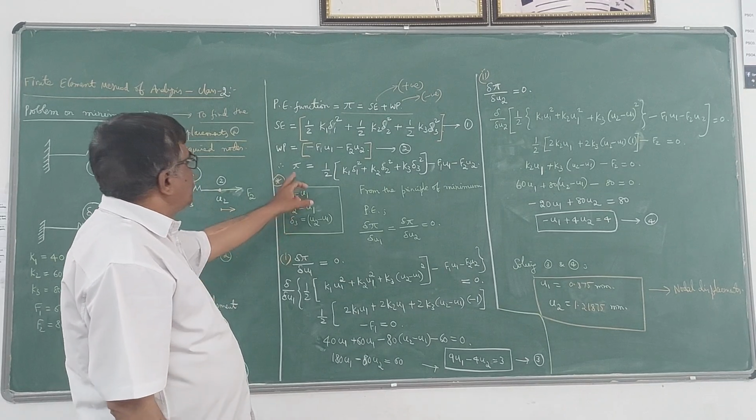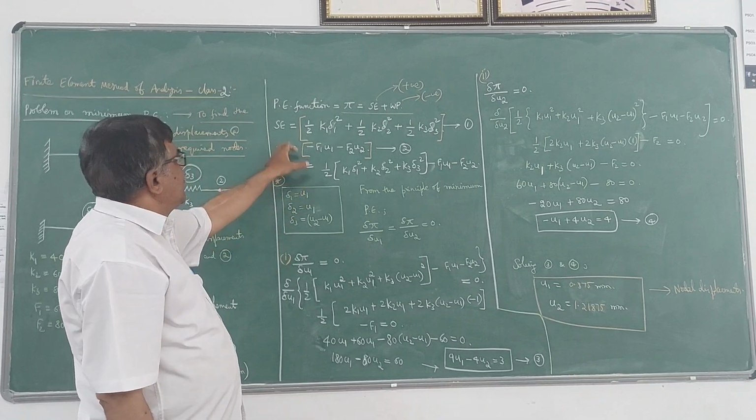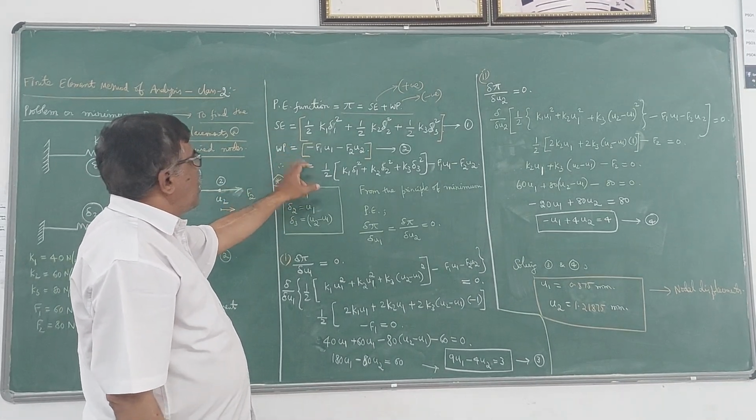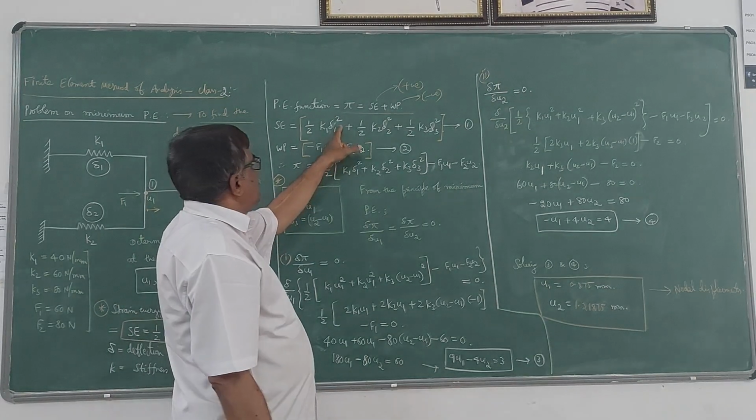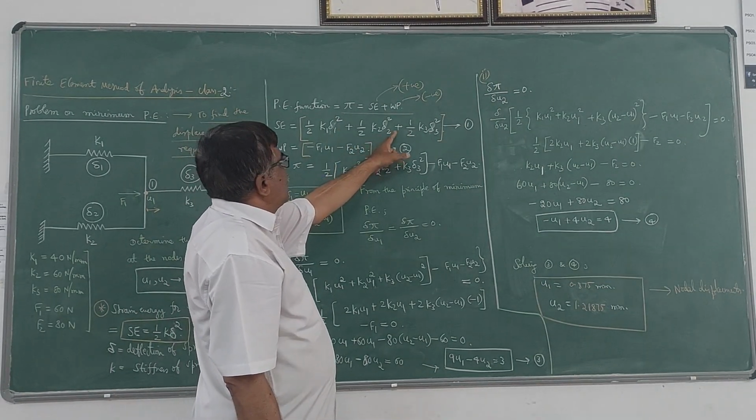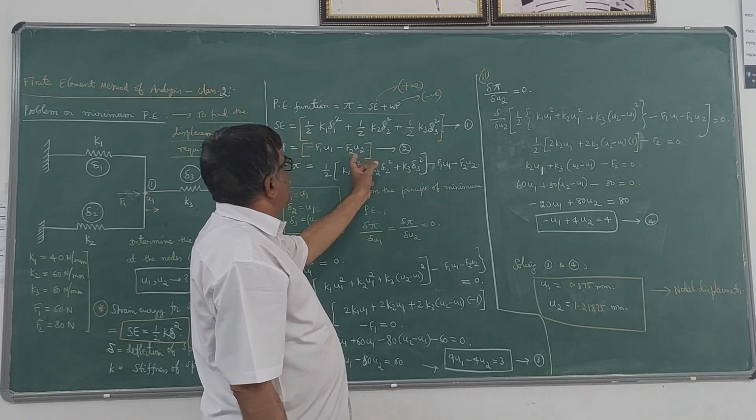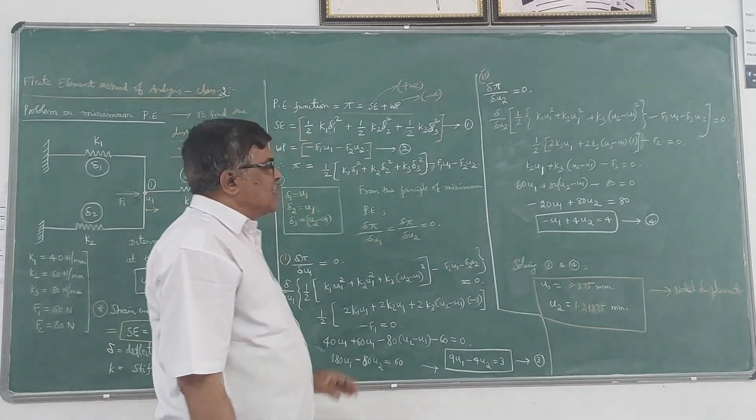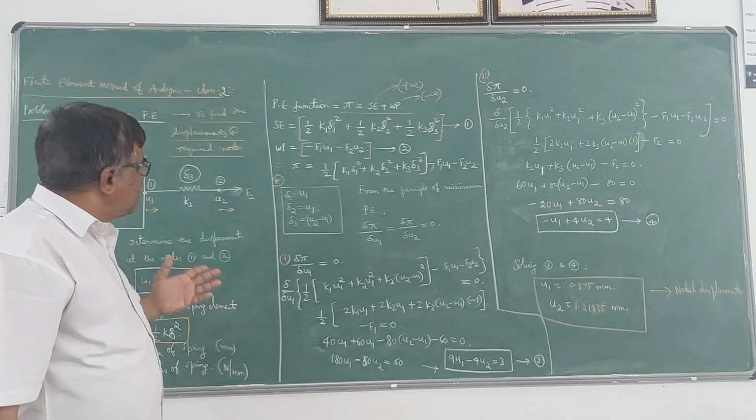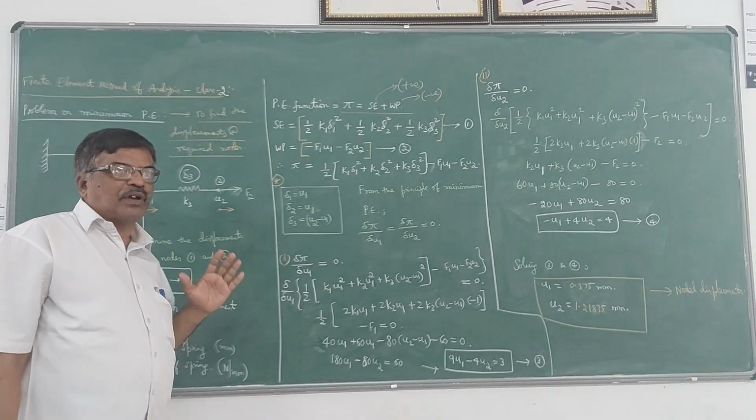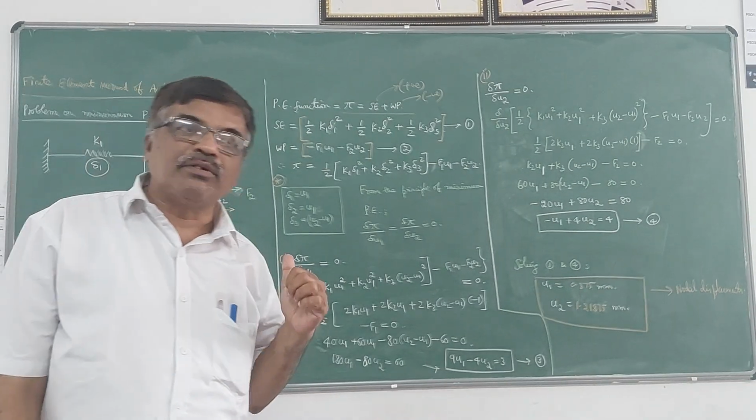Now the total potential energy pi is given by the sum of these two. So half into K1 delta 1 square plus K2 delta 2 square plus K3 delta 3 square, minus F1 U1 minus F2 U2. So that is the sum. Now let us see what are the values of delta 1, delta 2, delta 3 for the given problem.